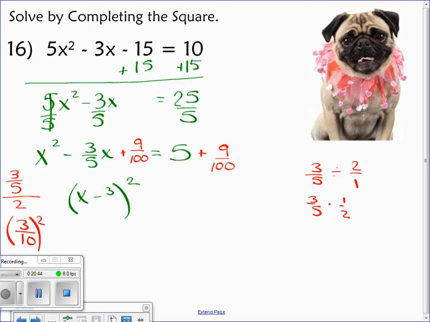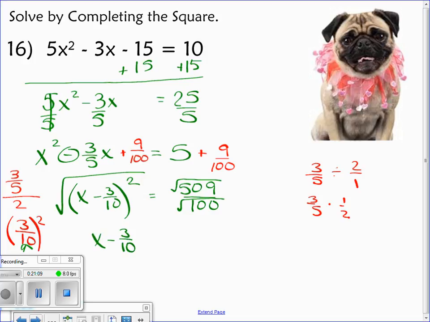Piece of cake, right? x minus 3/10. There's the minus. There's the 3/10. 5 plus 9 over 100? 509 over 100. This is great. Okay. So then I take the square root of both sides. So top, bottom. x minus 3 over 10 equals. Is there any? There's nothing. It's radical 509 over 10.